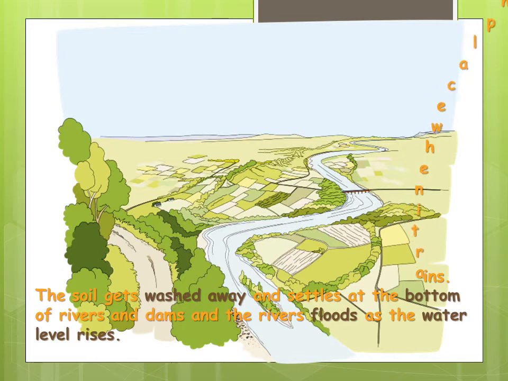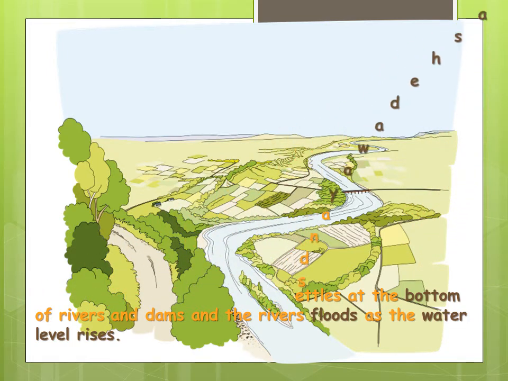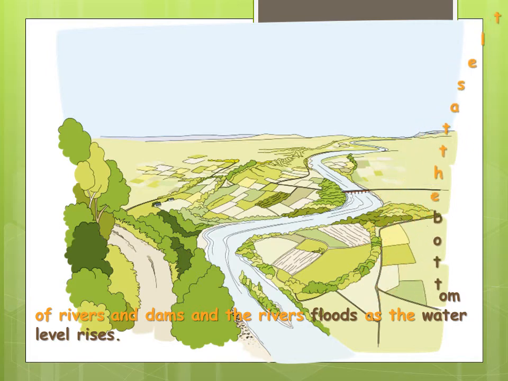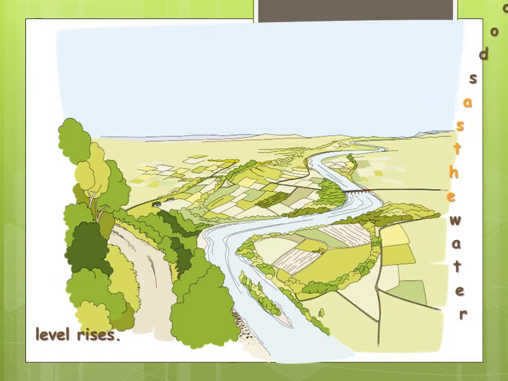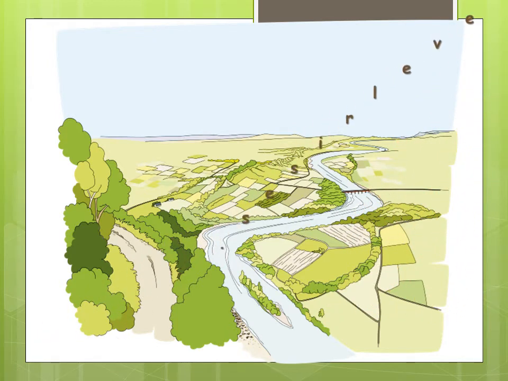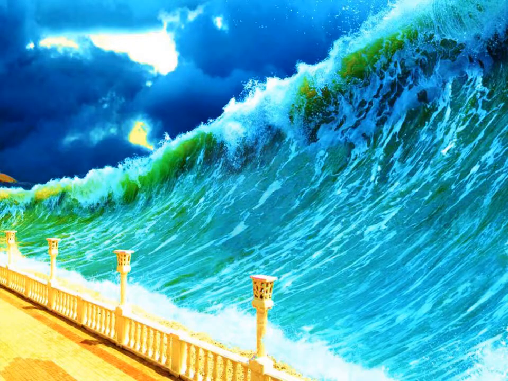water level rises. As you can see, there's a picture in the background that shows you how the rivers are flooding as the water is rising because of all the sand that gets washed away and deposited at the bottom of the dams and rivers. That is how flooding is caused.